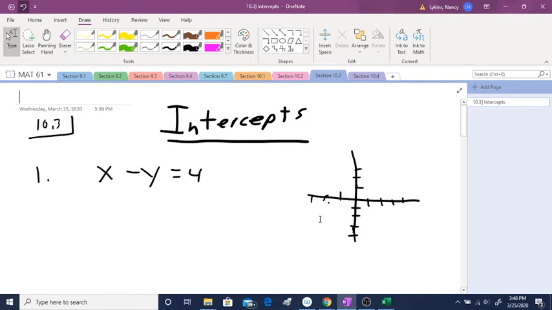Okay, welcome back. Today we're going to talk about graphing. I'm going to show us a technique using intercepts to graph, and also I'm going to continue with slope-intercept form.